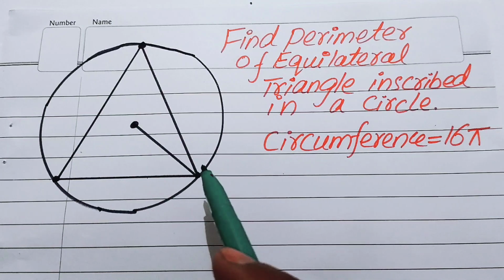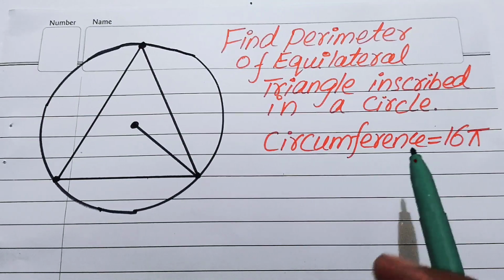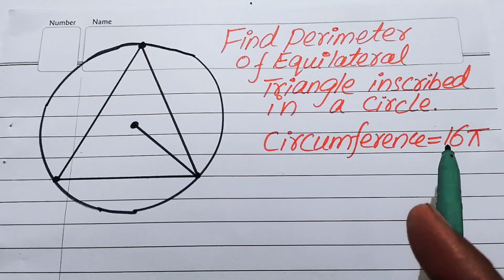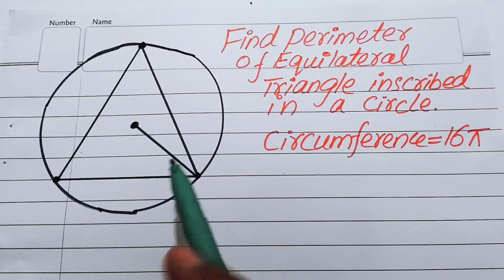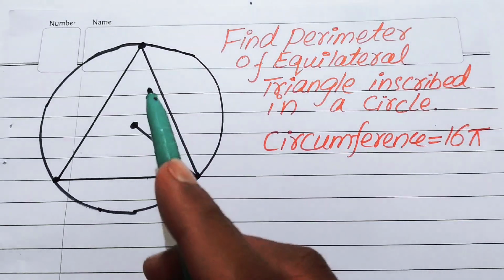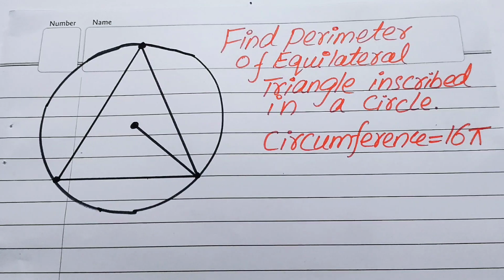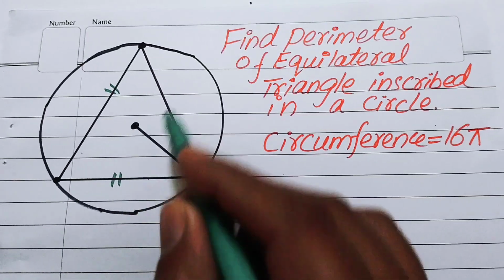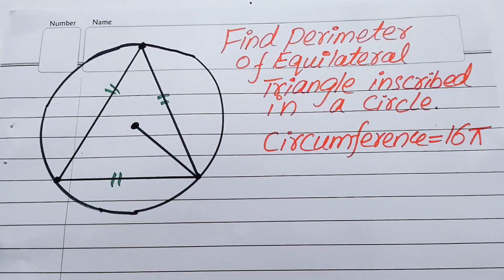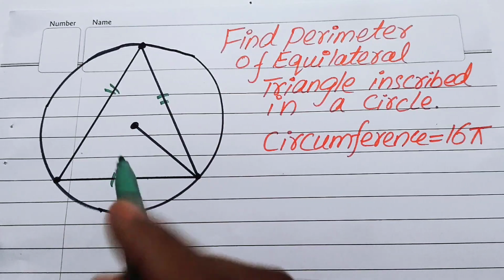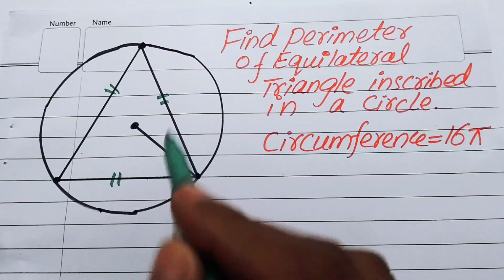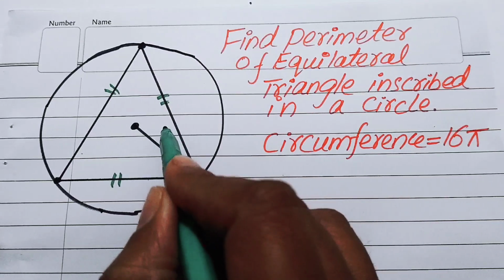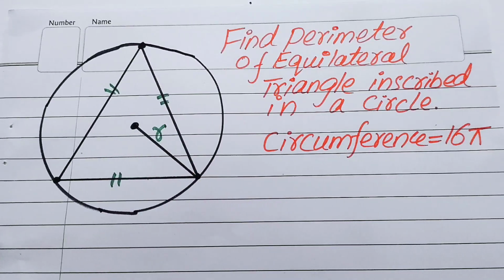Welcome to solve this math Olympiad geometry problem. Here we have an equilateral triangle inscribed in a circle, and the circumference of the circle is 16 pi. Our target is to find the perimeter of this equilateral triangle. Remember that it is an equilateral triangle, which means the lengths of all three sides are equal, and this is the radius of the circle, which we will denote by r.